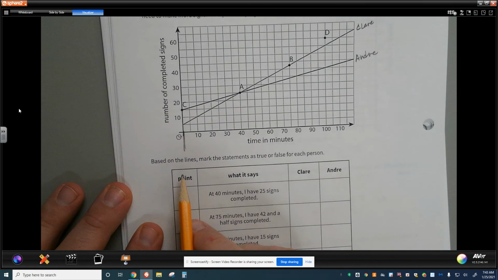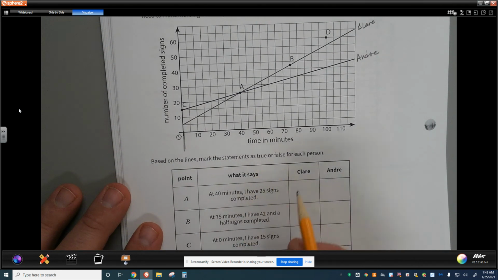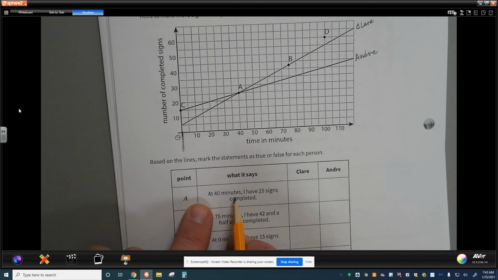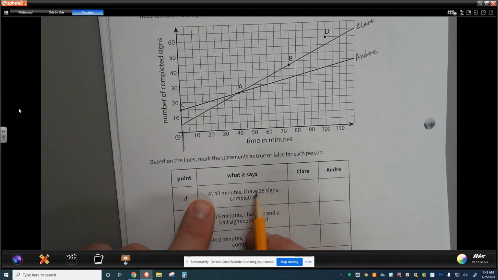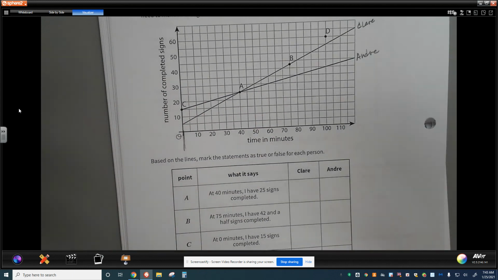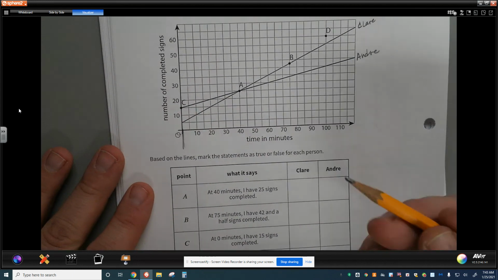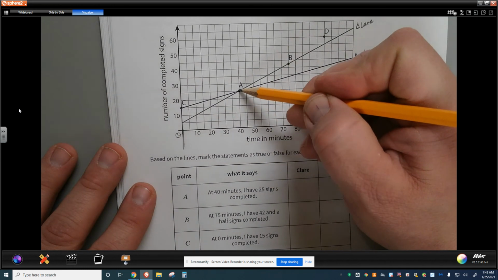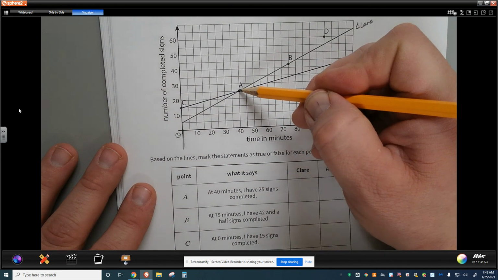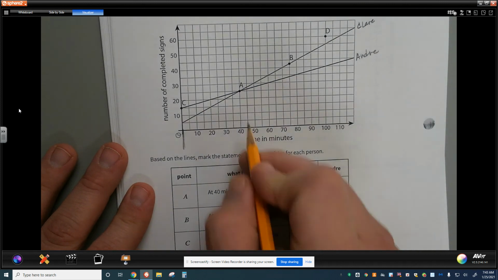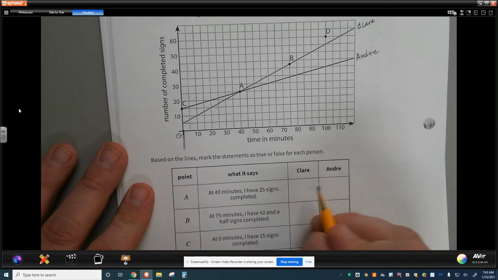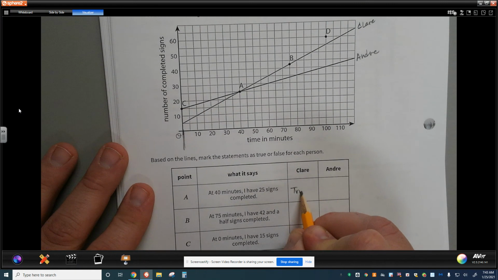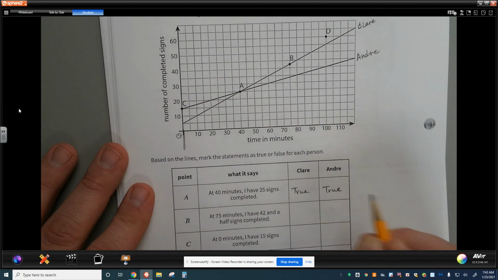So based on the lines, mark the statements as true or false for each person. At 40 minutes, I have 25 signs completed. So this is speaking as if you're Claire and Andre. We come over here to 40 minutes, and then we go up to 25 signs. And they said, I have 25 signs completed. Well, that's true for both of them. I see that both lines are intersecting that single point. So we would say true and true.